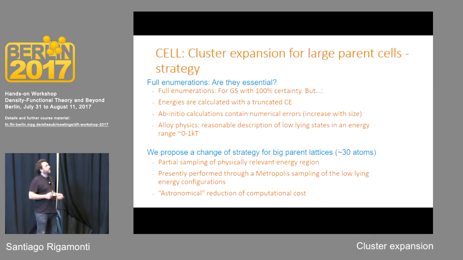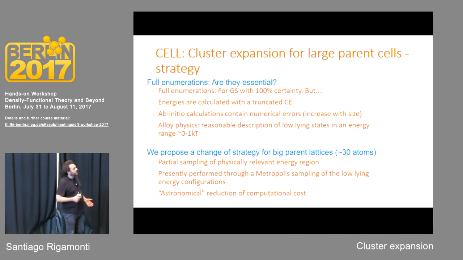Also, you have numerical errors in the ab initio calculations due to k-grid convergence, due to different simulation parameters. And in alloy physics, we need a reasonable description of low-lying states in a small energy range. So, in principle, you do not need the absolute ground state to get a good description of an alloy system.